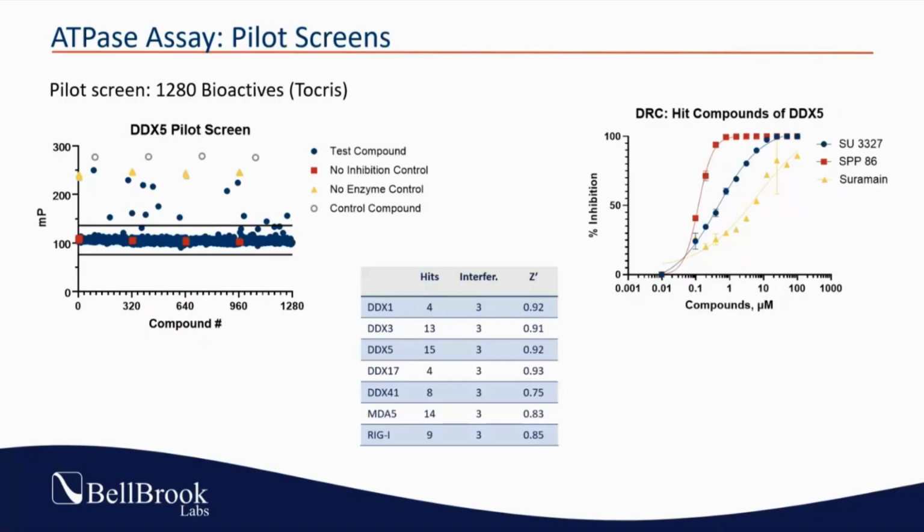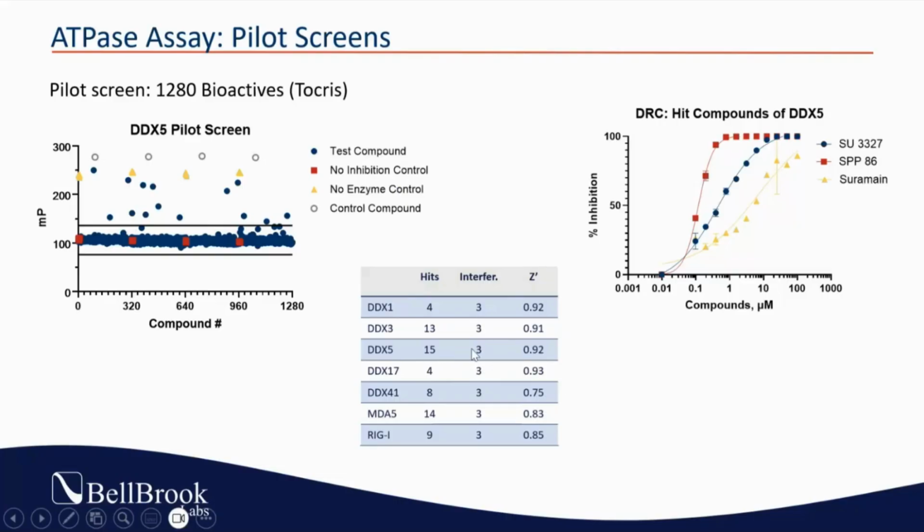So this shows some pilot screens that we ran using the ADP2 assay for ATPase activity. This is a DDX5 pilot screen, and you can see that most of the compounds cluster very tightly around the uninhibited controls, which is what you want to see. The result of this screen was 15 hits. This is a 1280 compound library of bioactives that we use for these pilot screens.